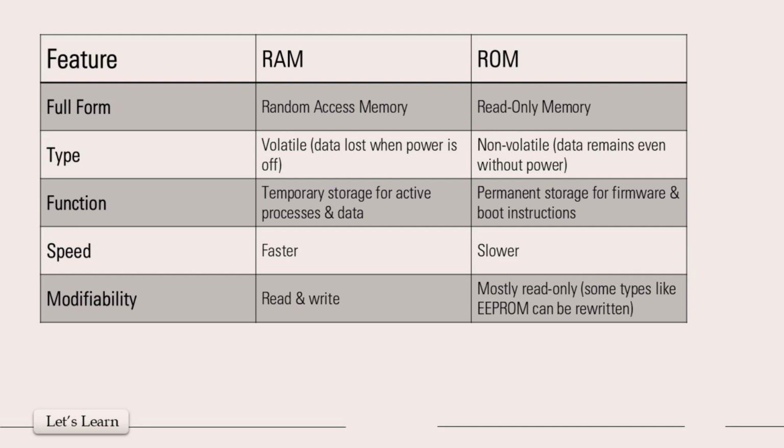RAM allows both reading and writing of data continuously. This means the CPU can change the data stored in RAM as needed. Programs and files are loaded into RAM, modified, and then erased when no longer needed.